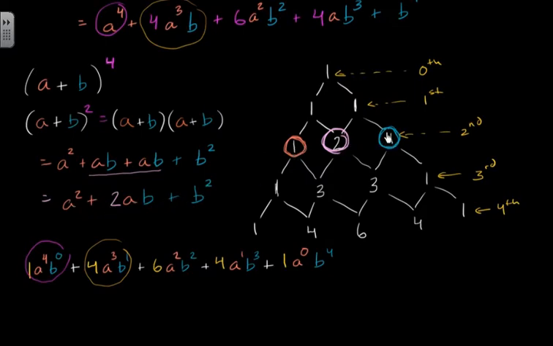Why is that like that? Well, there was only one way to get an a squared. There's two ways to get an ab, and there's only one way to get a b squared. If you go to the third power, there's only one way to get a to the third power. You just multiply the a's all together. And there is only one way to get b to the third power.